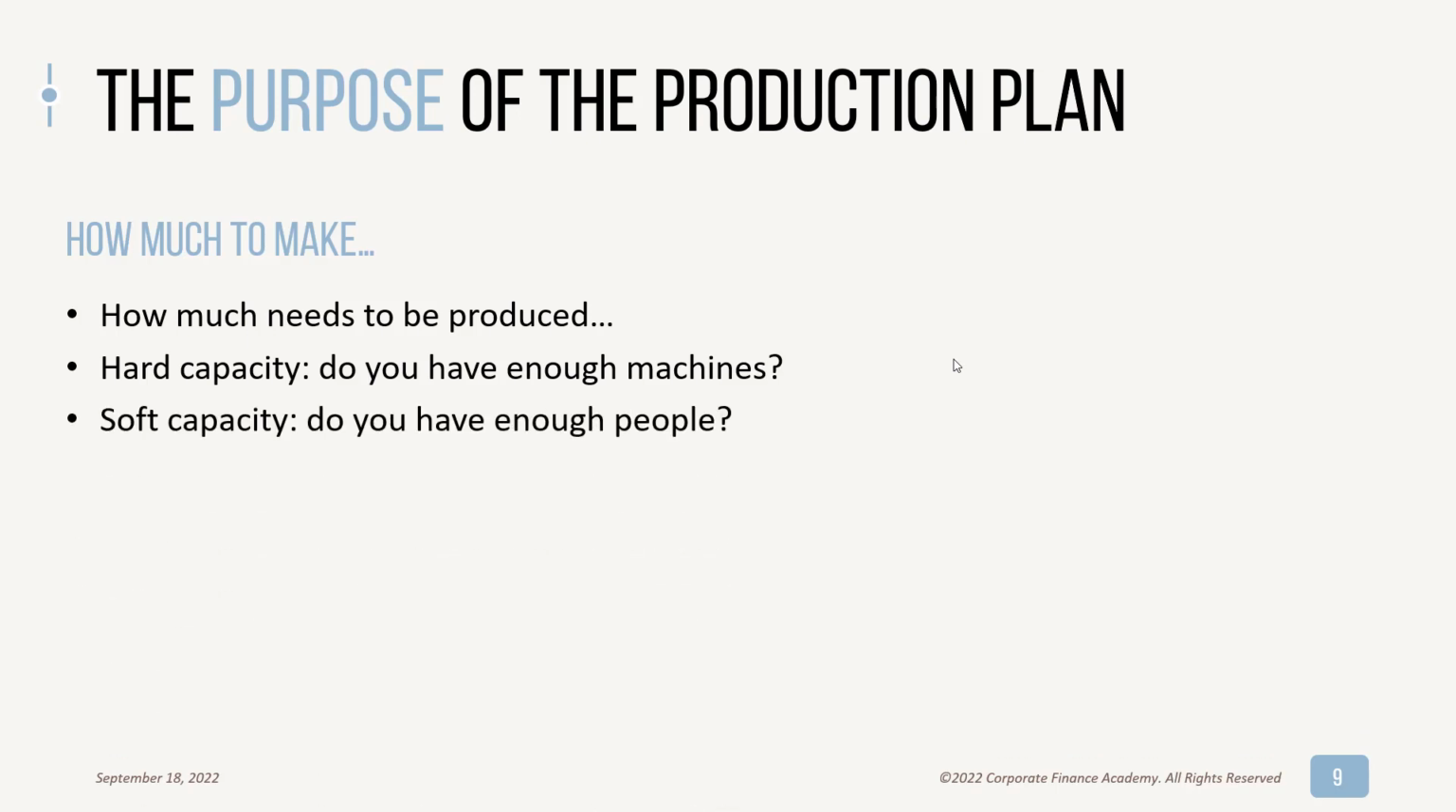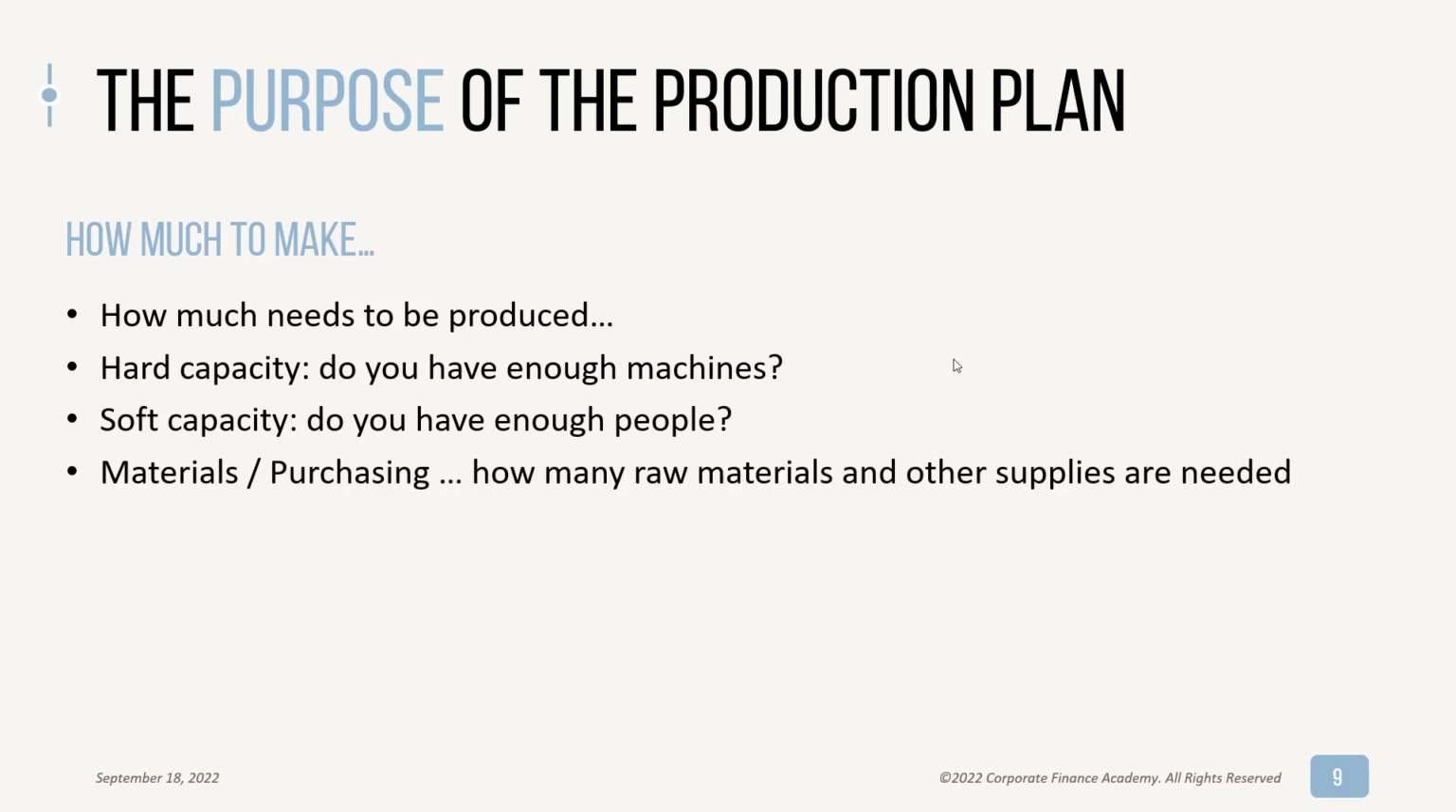Soft capacity. Do you have enough people? So, same example, if you only have enough people to run 4 lines, now it doesn't matter if you have 5, because soft capacity is going to limit you so that you can only run 4. So you have machines, you have people, and then you need materials. So raw materials go into creating your finished product. And again, I'll stick with the ice cream business. You're going to need cream and sugar and whatever else goes into particular types or flavors of ice cream. You're going to need all those things. So do you have access to those, and how much do you need to purchase?